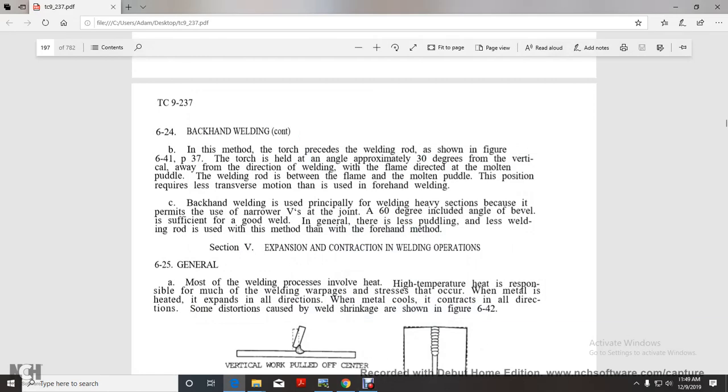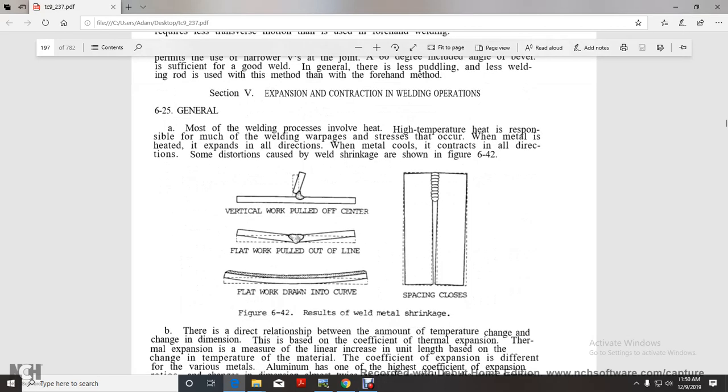Section 5. Expansion, contraction, and welding operations. General. Most of the welding process involves heat, and the high temperature is responsible for much of the welding warpage and stress. When the welded metal is heated, it expands in all directions. The welded metal cools and contracts in all directions. Some distortion caused by welding shrinkage is shown in Figure 6-42: vertical welds pulled off center, flat work pulled out of line, flat work drawn into a curve, spacing closes.